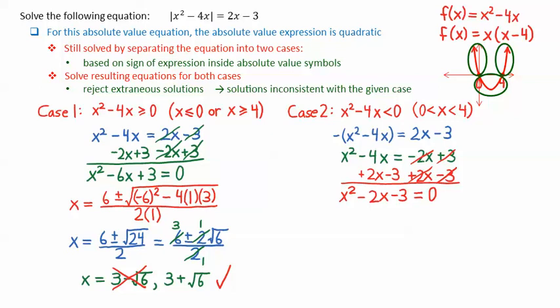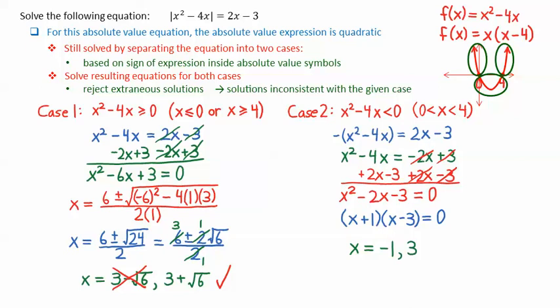This quadratic expression can be factored. We're looking for numbers that multiply to give negative 3 and add to give negative 2. These numbers are 1 and negative 3. We then have the factors. x plus 1 times x minus 3 equals 0. These correspond to the solutions x equals negative 1 and 3.